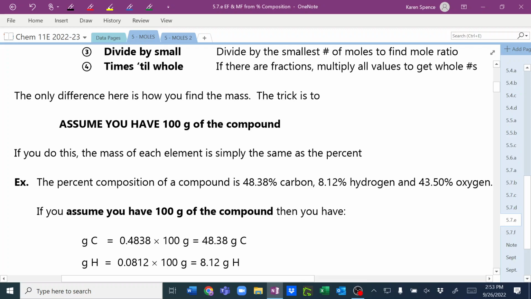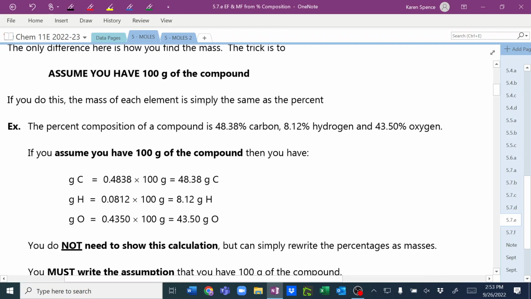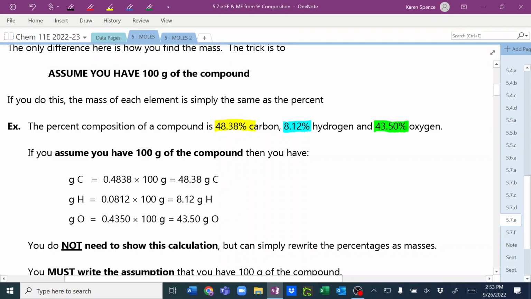The only thing that's different here is that I'm going to give you a percentage composition, okay? And I say to you that we have a compound and it is 48.38% carbon. It is 8.12% hydrogen, and it is 43.5% oxygen. And I want you to find the empirical formula.